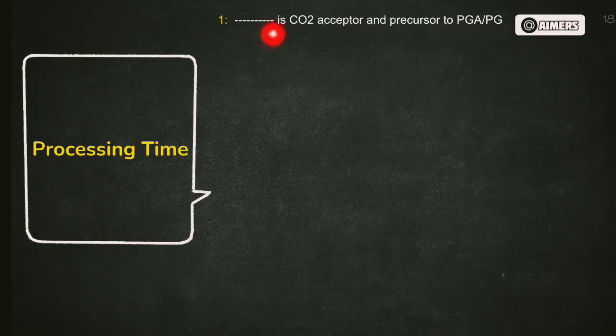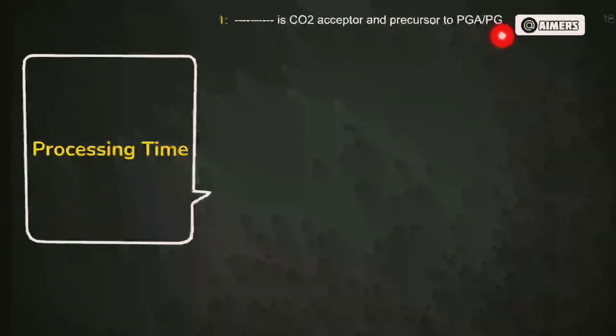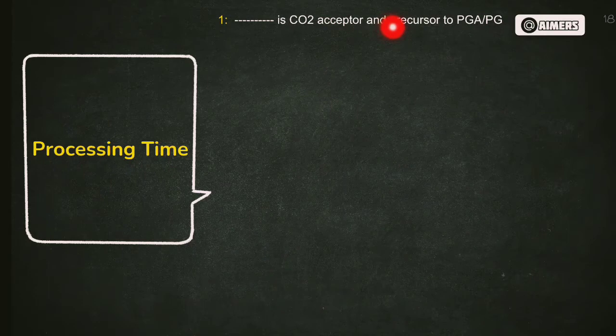First question is, dash is the carbon dioxide acceptor and precursor to phosphoglyceric acid or phosphoglycerate. Now you all know that the carbon dioxide acceptor is 1,5-ribulose bisphosphate, and precursor means the substance which comes before the production of phosphoglyceric acid. So ribulose bisphosphate is the precursor to phosphoglyceric acid, because ribulose bisphosphate adds carbon dioxide and then phosphoglyceric acid or 3-phosphoglycerate is formed. Got it? So this was the first question.